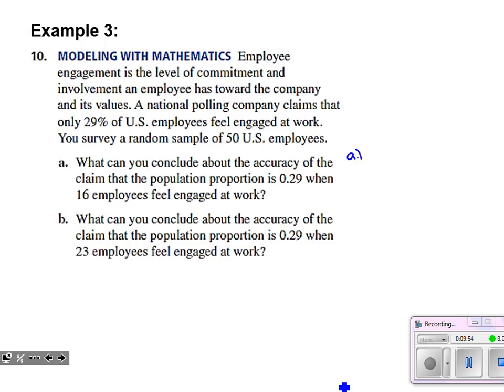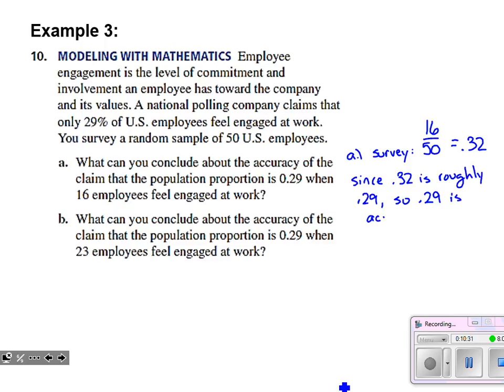So for letter A, our results from our little survey show that 16 out of 50 employees feel engaged at work, which is exactly 0.32. So we could say that since 0.32 is roughly 0.29, whoever made the survey is being accurate. So that 0.29 is an accurate mark. Our survey is agreeing with it.